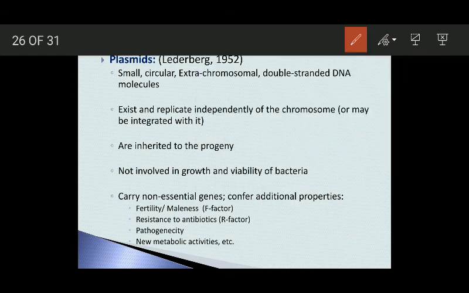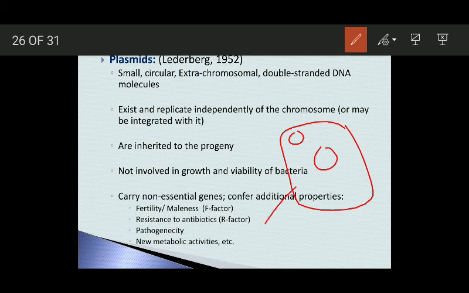These plasmids are inherited by the progeny. That means when the bacterial cell divides, this is the nucleoid, this is a plasmid. When the bacterial cell divides into two cells, each cell will receive a copy of this plasmid. It will replicate and will be transferred to both the daughter cells.